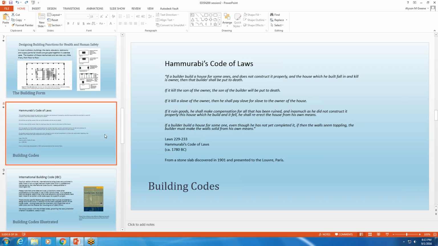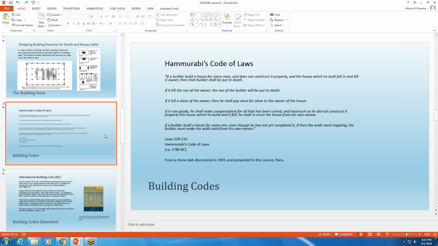If it ruins goods, he shall make compensation for all that has been ruined, inasmuch as he did not construct it properly. This house which he built fell, and he shall re-erect the house from his own means. If the builder builds a house for someone, even though he has not yet completed it, if then the walls seem toppling, the builder must make the walls solid from his own means.